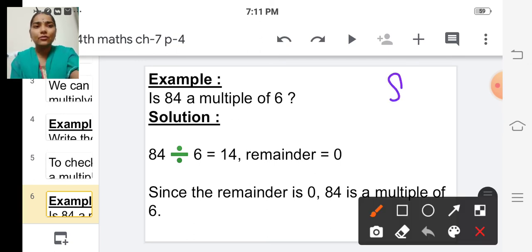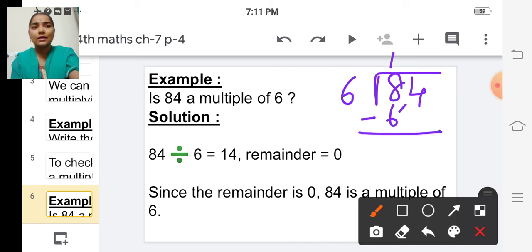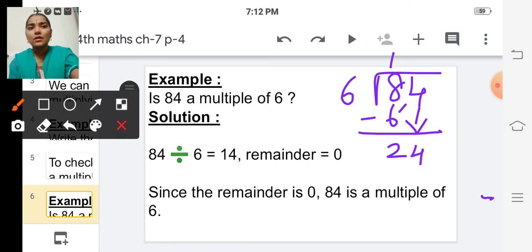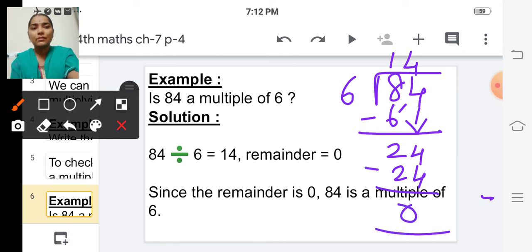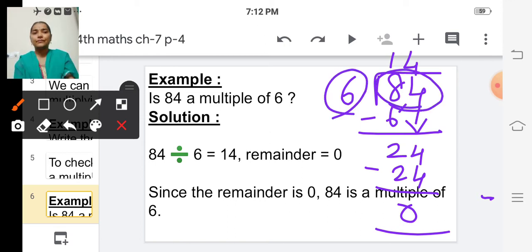So 84 divided by 6. So 1 6 is 6. Subtract, 8 minus 6 is 2, and bring down this 4 here. So how many times will it go? 4 times, isn't it? 6 4s are 24. So we get the remainder as 0. So 84 is the multiple of 6.